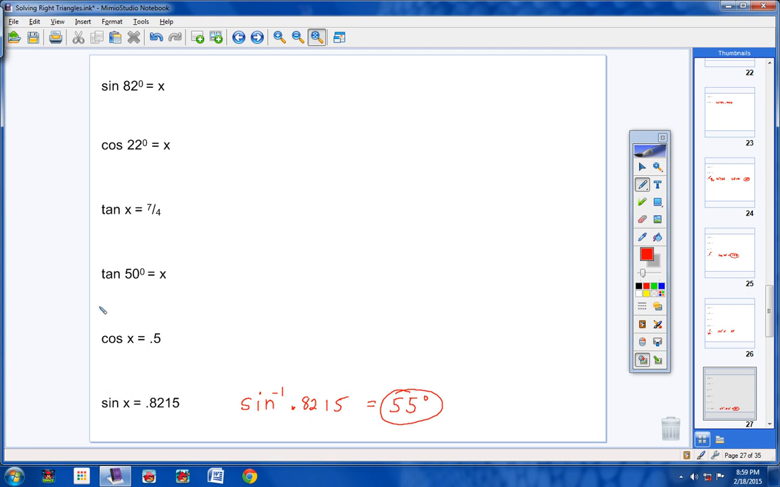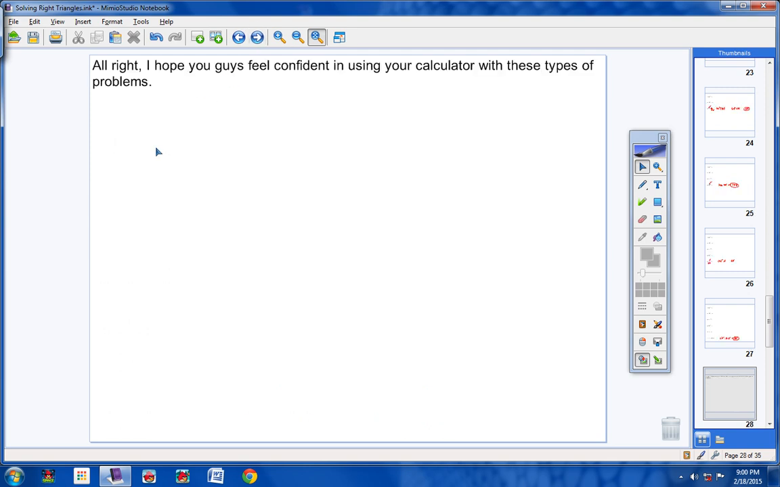So what I want you to take from this before we start solving right triangles is simply this. You need to look at problems like this and realize when you're missing an angle and when you're not missing an angle. If you're not missing an angle, then you do not use the inverse buttons. But if you are missing an angle, then that's when you use sine inverse or inverse cosine or inverse tangent. Alright, let's continue on. I hope that you guys feel confident in using your calculator with these types of problems. So let's start solving right triangles.